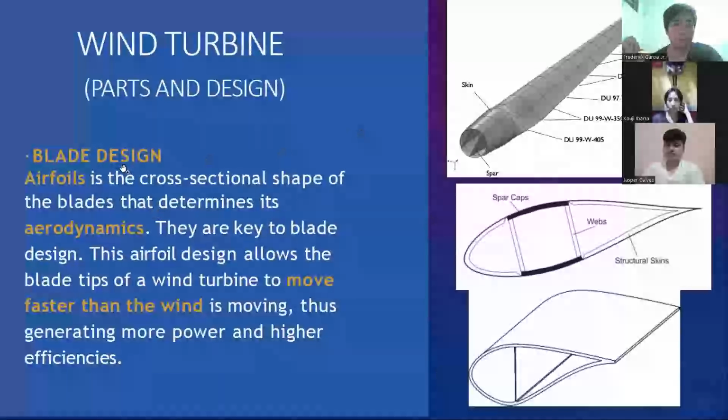Now, could you please read the blade design again? Definition of the blade design. So one of the blade designs is the airfoil. Airfoils are the cross-sectional shape of the blades that determines its aerodynamics. So they are key to blade design. This airfoil design allows the blade tips of a wind turbine to move faster than the wind is moving, thus generating more power and higher efficiencies.